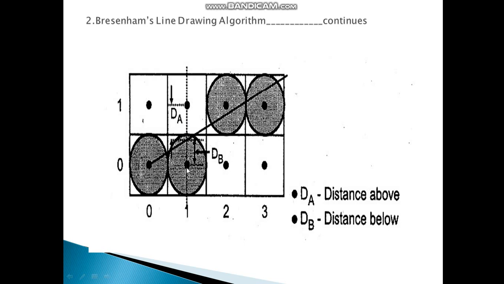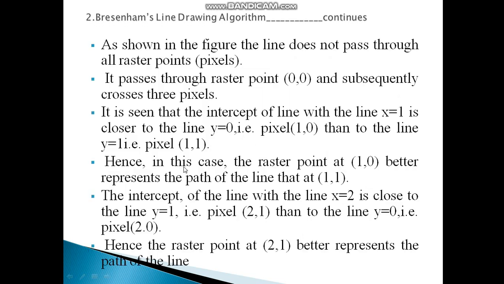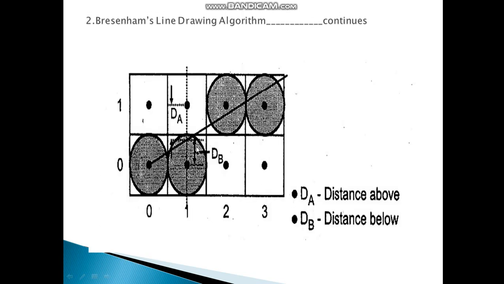Then dA is the distance above the true line and dB is the distance below the true line. This is the starting point, and this is the nearest pixel. It is seen that the intercept of the line with the line x equal to 1 is closer to the line y0, that is pixel (1,0), than pixel (1,1). Pixel (1,0) is the closest to the true line.